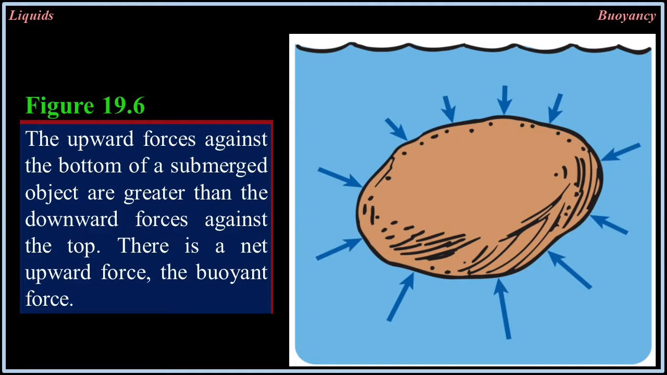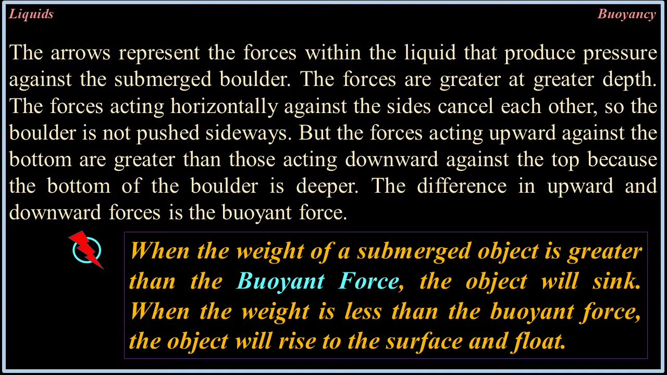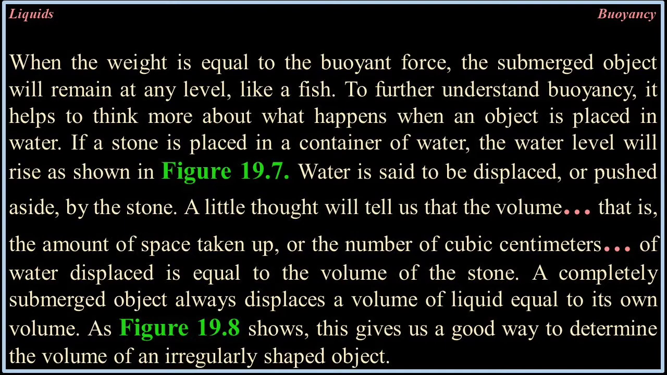When the weight of a submerged object is greater than the buoyant force, the object will sink. When the weight is less than the buoyant force, the object will rise to the surface and float. When the weight is equal to the buoyant force, the submerged object will remain at any level, like a fish.